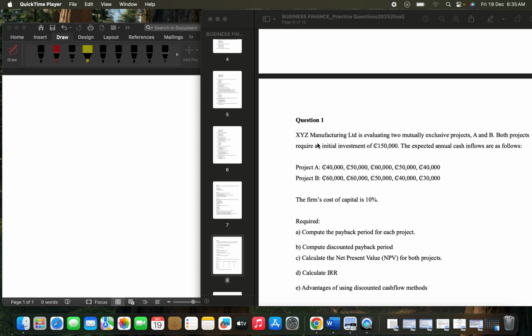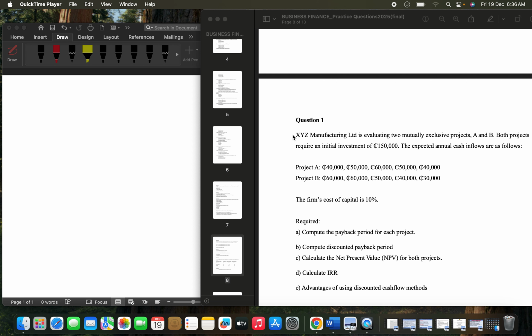Required: A. Compute the payback period for each project. B. Compute the discounted payback period. C. Calculate the net present value for both projects. D. Calculate the IRR, internal rate of return. E. Give some advantages of using discounted cash flow methods.